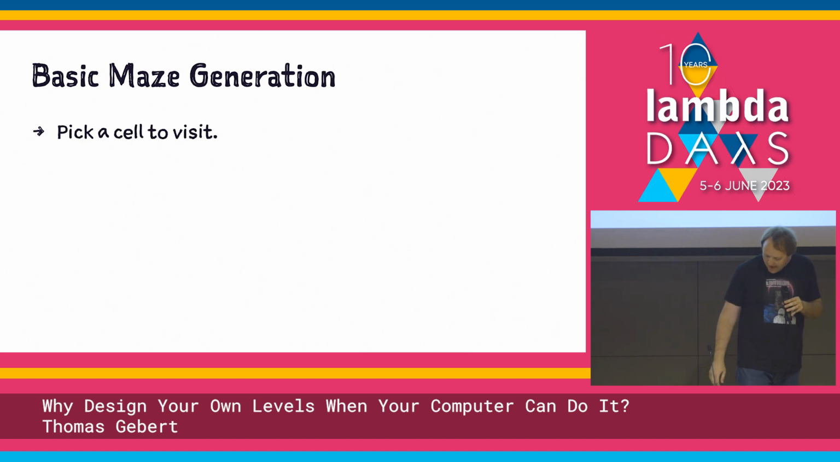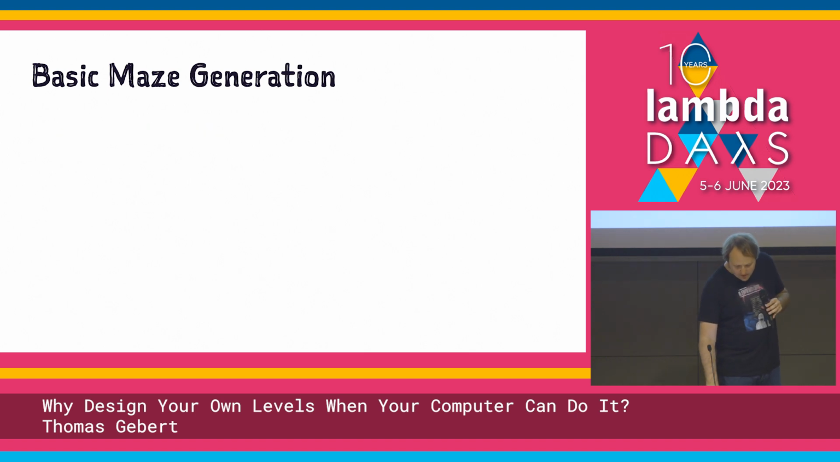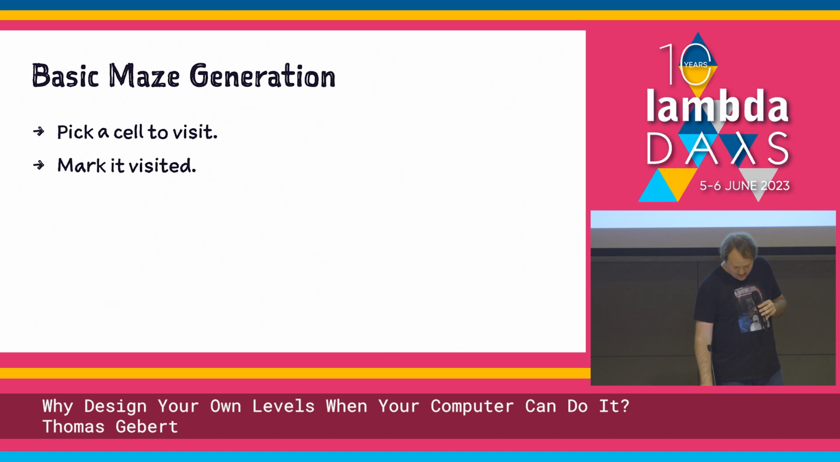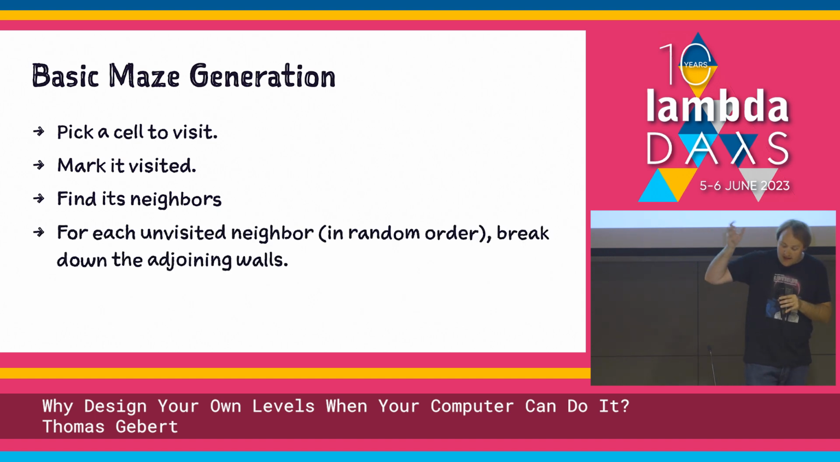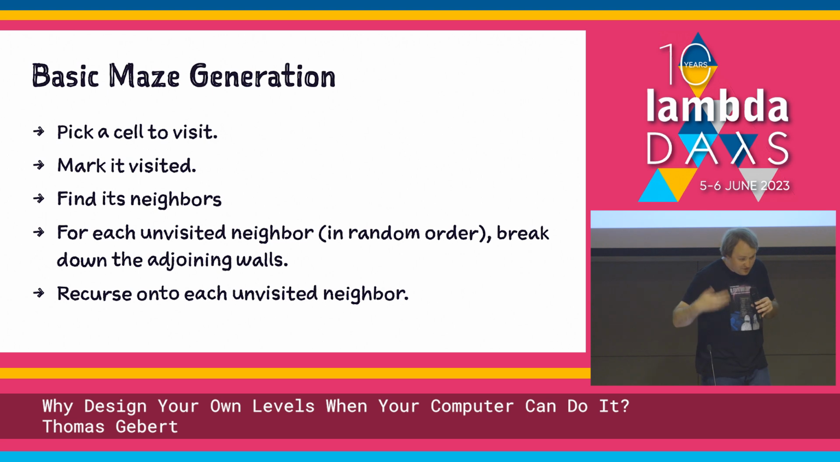So, all right, so the basic, too much money has been spent on researching mazes, evidently, because there's so many algorithms for this. But the basic one is this. You just pick a cell to visit. You mark it visited, so like top left corner or something. Find all of its neighbors. For each unvisited neighbor in a random order, break down the adjoining wall, move there, and just recurse. And just do that until every cell has been visited at least once.